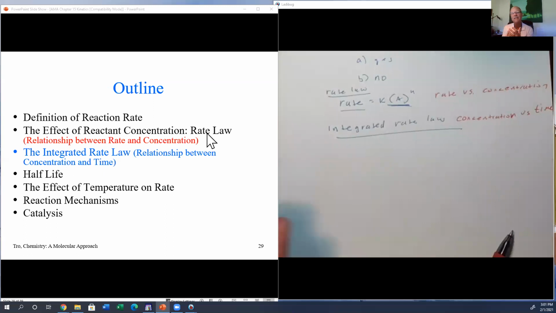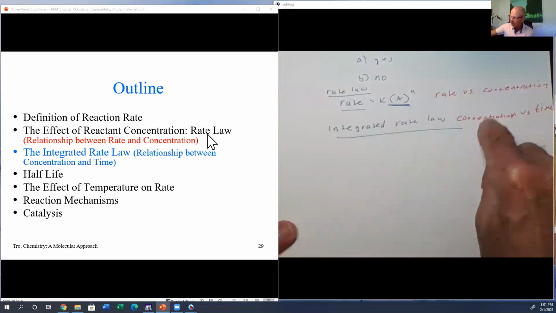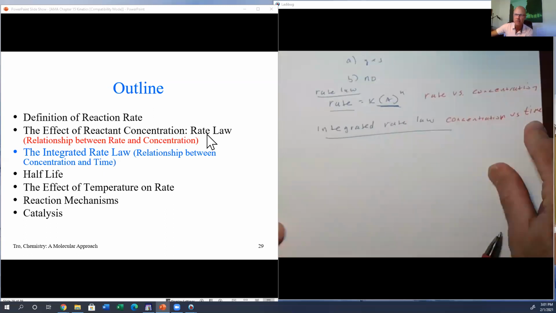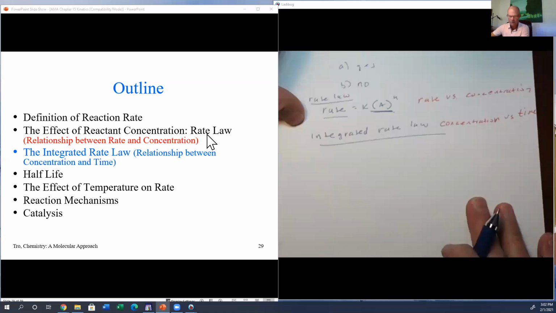The integrated rate law is going to tell us, okay, Mr. Reaction, if I start out with 1 molar of your reactant, how much reactant am I going to have after 30 minutes? So in other words, this tells us how the rate changes with concentration. This tells us how the concentration changes with time. If I start out with a particular concentration, how much am I going to have after a given amount of time? In order to do that, I have to integrate the rate law. So let's do a little bit of calculus just for fun.